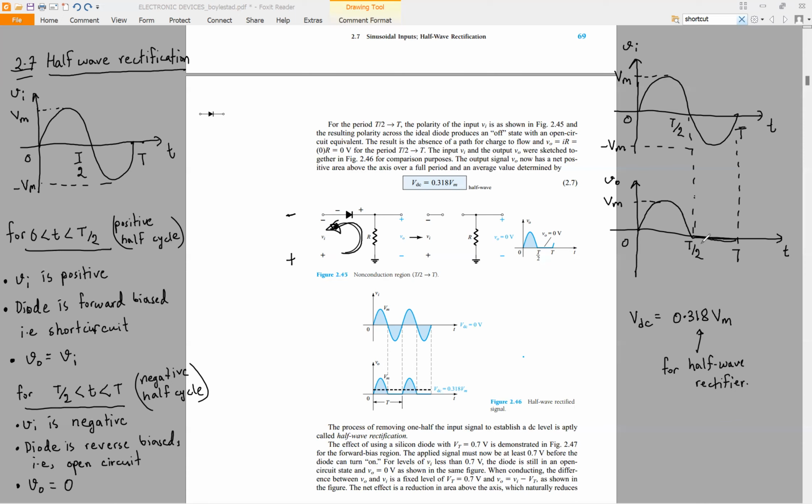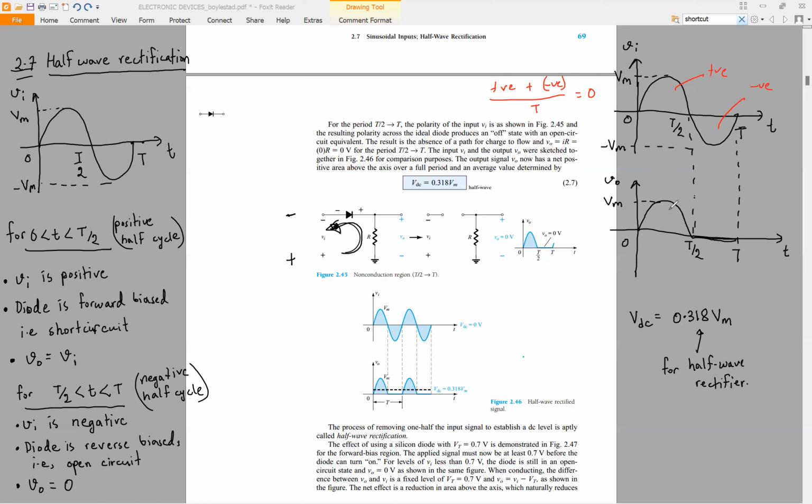Now you might ask, what is VDC? VDC is nothing but the average value. So what is the average value of this input voltage? The average value of this input voltage is 0. Why is it 0? Because in this part we have positive values of voltage, and in this part we have negative values of voltage. So if we add the positive values and the negative values and take the average of them, the result will be 0, right? Because DC is nothing but average.